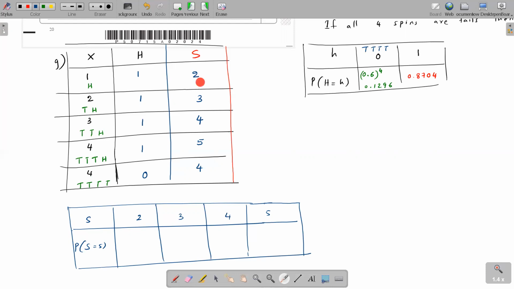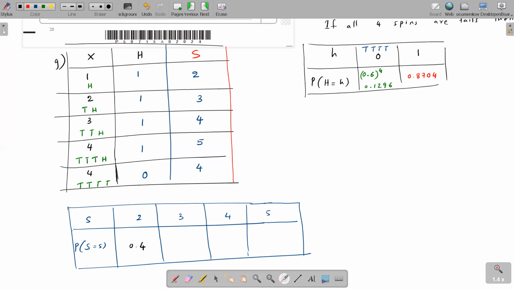Okay, so when do you get the value S equal to 2? How do you get it? S is 2 in what path? When you get one head. S is 2 when you get one head. So what's the probability of one head? The probability of a head is 0.4.